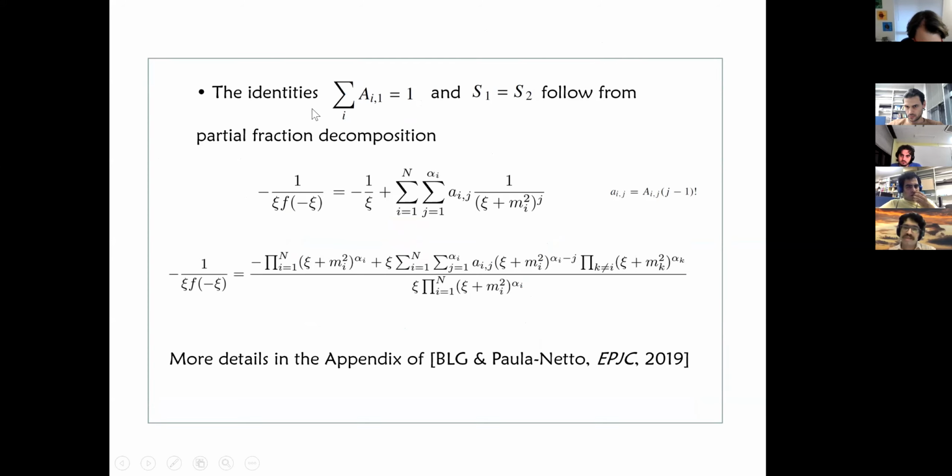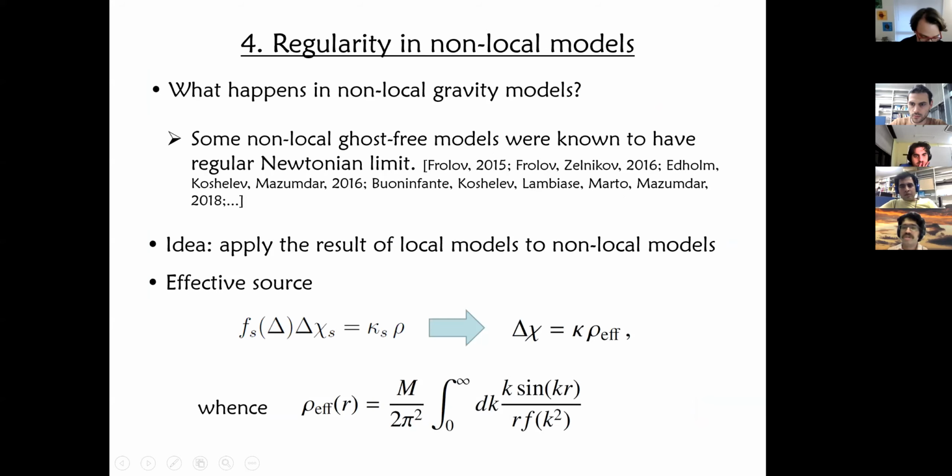Well, I told you that you have these identities, and the proof of these identities follows from using partial fraction decomposition. This first identity, you can also prove it by brute force, as I did in the previous paper, but it's much easier to use partial fraction decomposition. All the details can be seen in the appendix of this paper here. But what happens in non-local models? Because so far I've shown that all the local models with more than 6 derivatives have nice regularity properties.